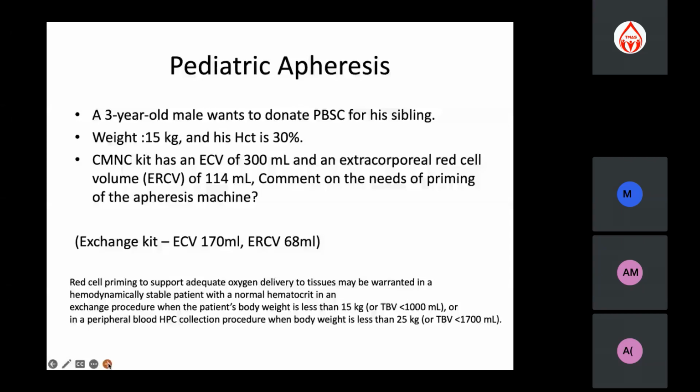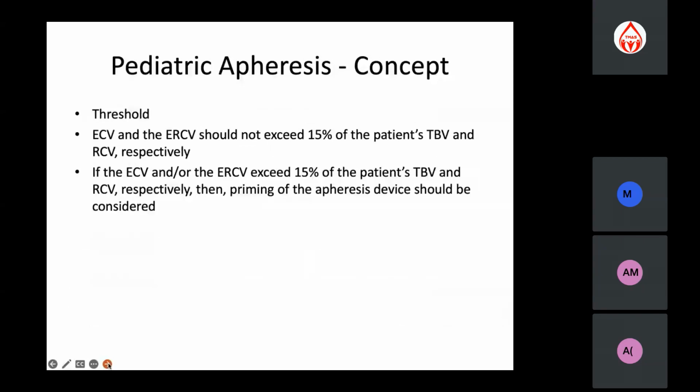Whereas in a hematopoietic stem cell collection, the extracorporeal volume is 300 ml. So we need to start priming the kit with RBCs when the patient's body weight is less than 25 kilograms. So coming back to this patient, what is the threshold? The extracorporeal volume as well as the ERCV percentage should not exceed 15% of the total blood volume and red cell volume respectively.